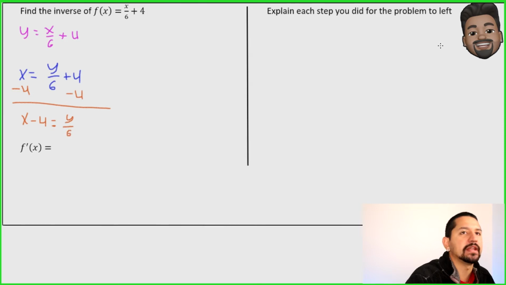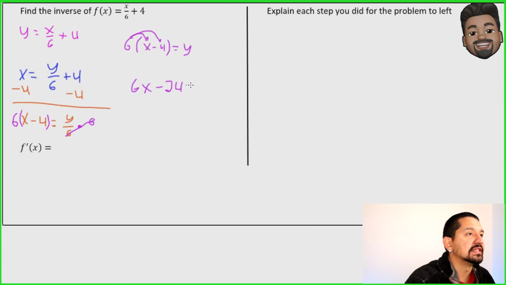We haven't dealt with this one in a minute. Well, what do we do to do this? Well, we're going to multiply both sides by 6 to undo this. When I multiply by 6, I'm going to put a set of parentheses because the 6 is going to go out here. These cancel, and I'm going to get 6 parentheses x minus 4 is equal to y. And now I'm going to distribute this across. 6 times x, 6x. 6 times negative 4, minus 24, is equal to y. And you can see that is my full simplified inverse function.